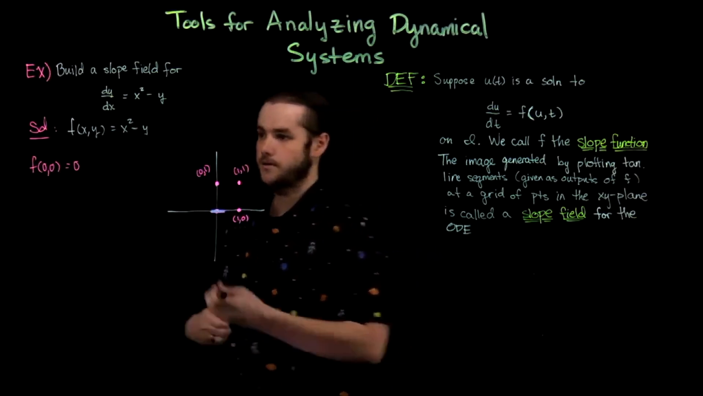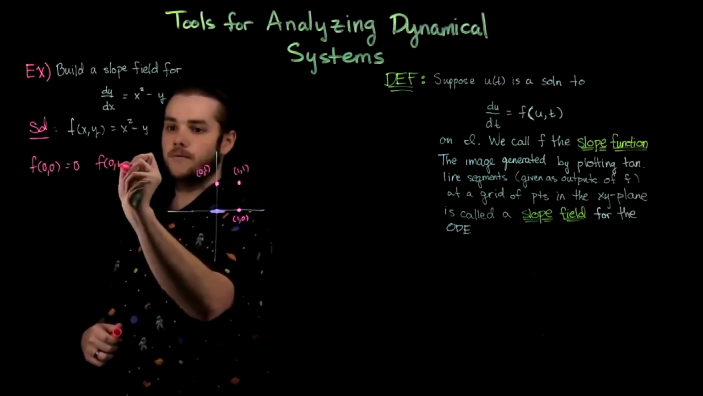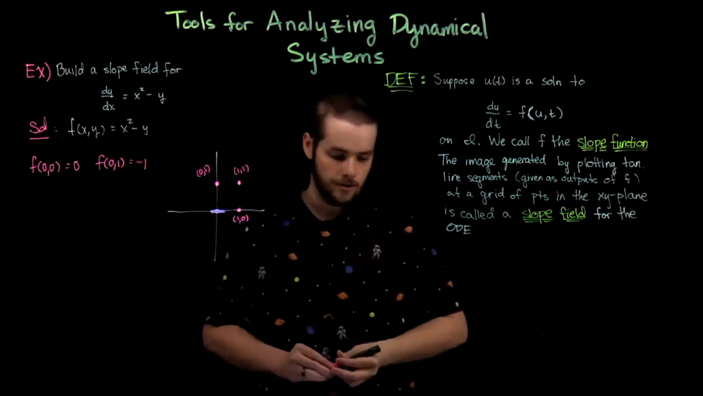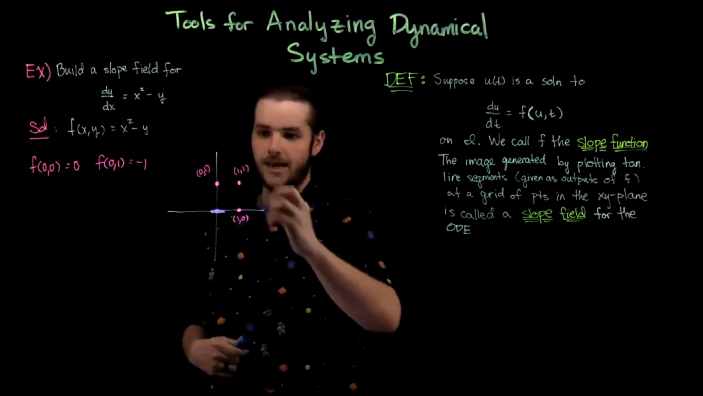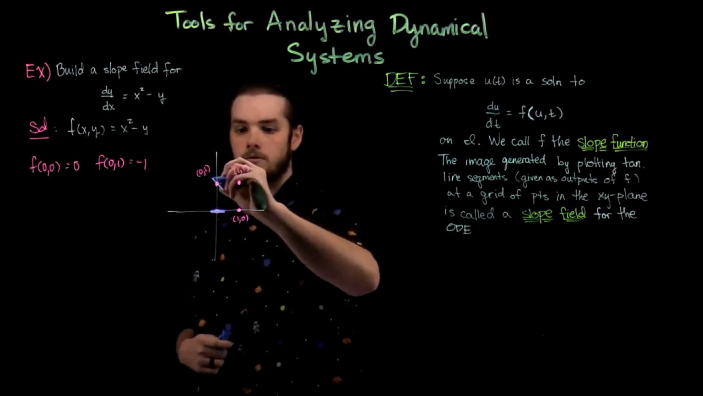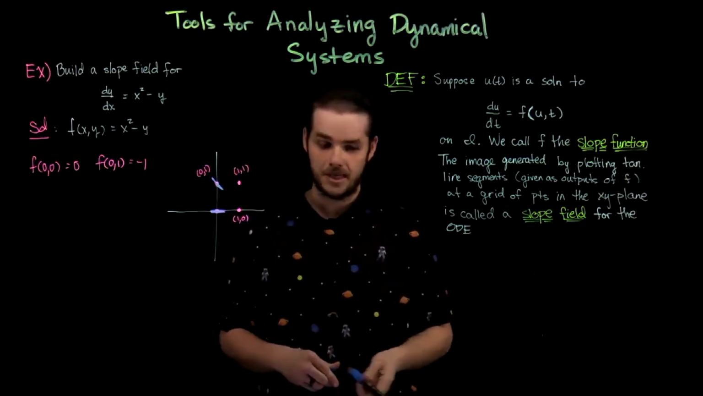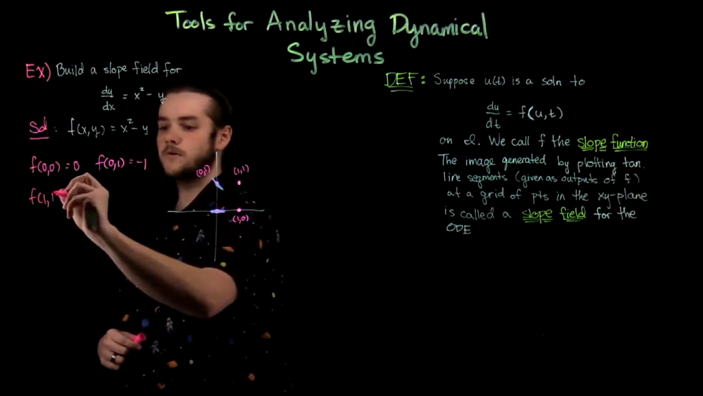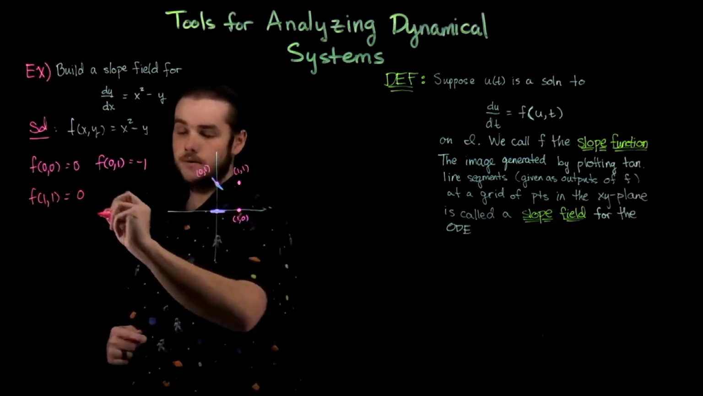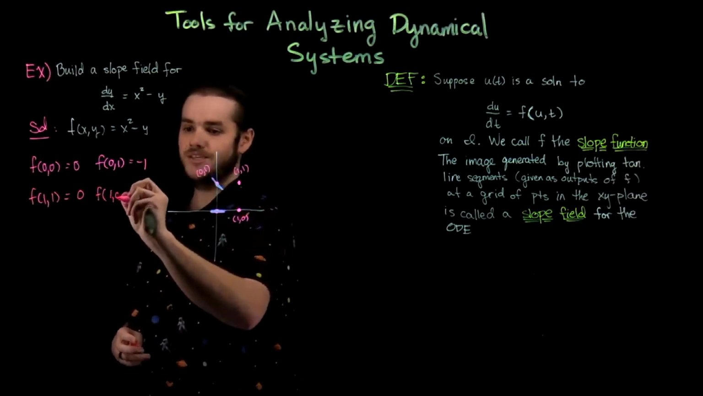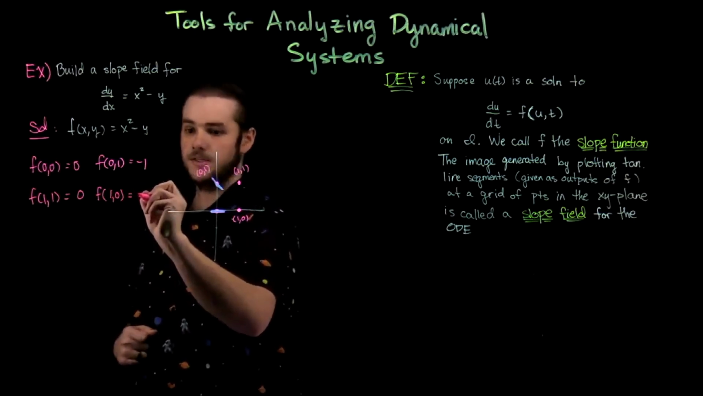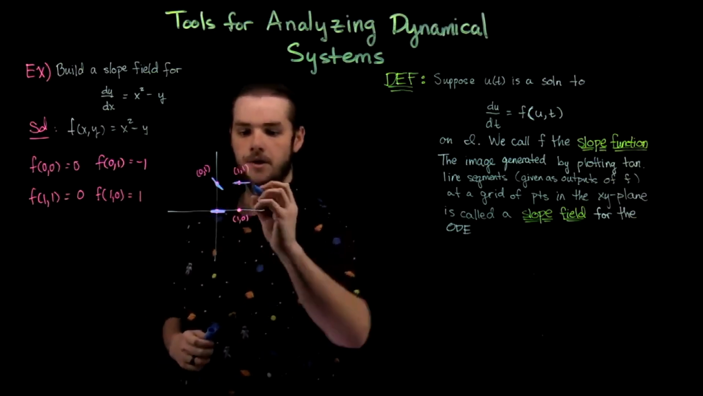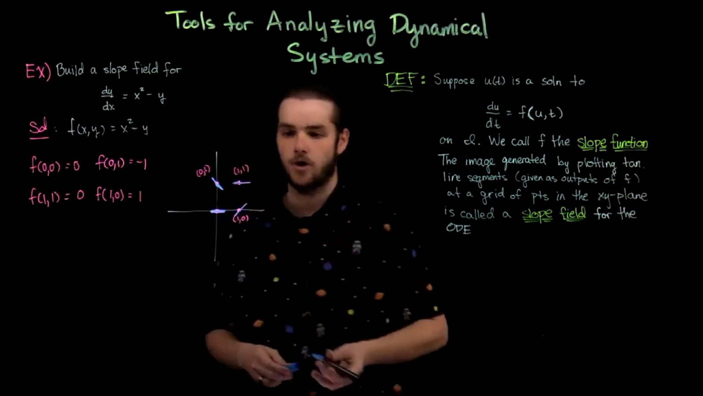Next, I'm going to check 0, 1. So I plug 0 in for x, 1 in for y, I get -1. And now I'm going to draw a tiny little piece of line with slope -1, like this. And I'm going to continue this process. So when I plug in 1, 1, I get 1 minus 1, or 0 again. When I plug in 1, 0, I get 1 minus 0, or 1. So I'll have another little flat line here at 1, 1, and this time a slope of +1 over here.